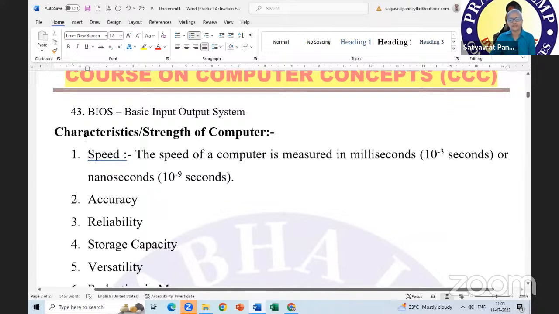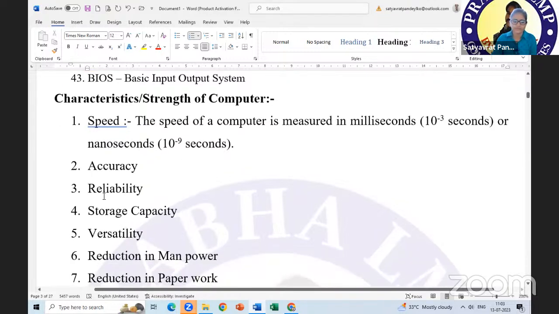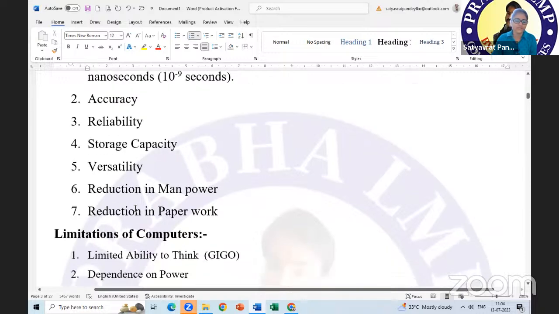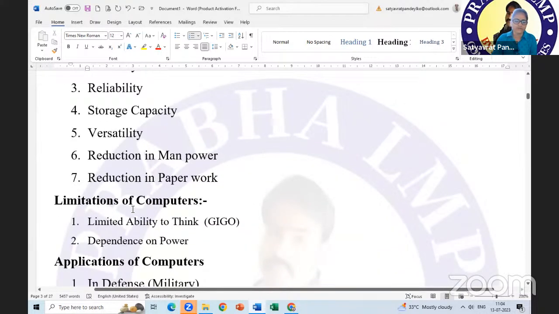So what are the characteristics, the major strengths of the computer? First is speed. The speed of a computer is measured in milliseconds, that is 10 to the power minus 3 seconds, or nanoseconds, 10 to the power minus 9 seconds. Second is accuracy, third reliability, fourth storage capacity, fifth versatility, sixth reduction in manpower, seven reduction in paperwork.